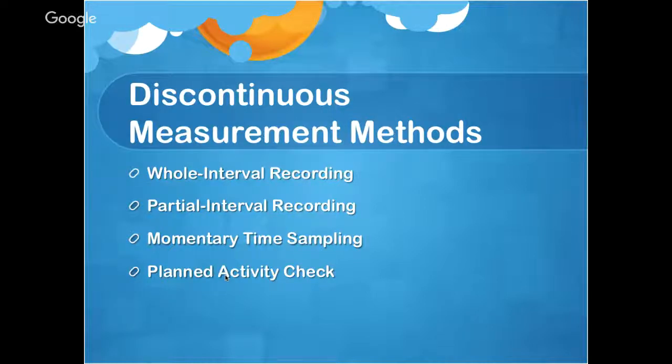Same goes for planned activity check. Planned activity check is a time sample check of a group of students working together. The teacher counts how many students from the group are engaged in the targeted activity at the end of each interval. I want to talk about just two more measurement methods.